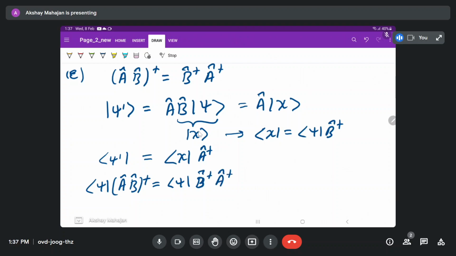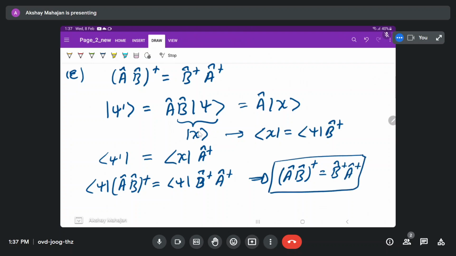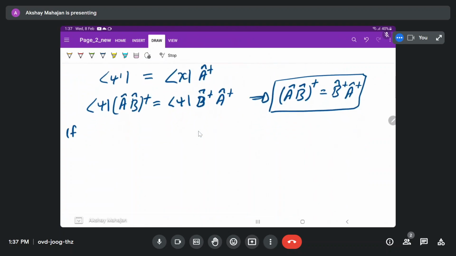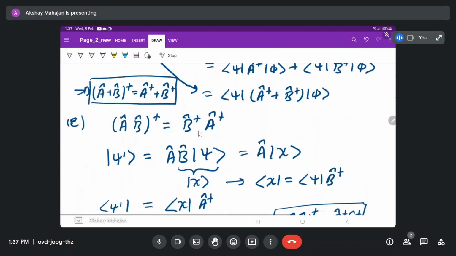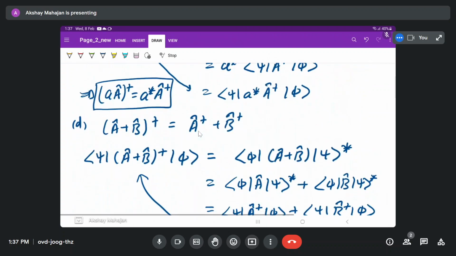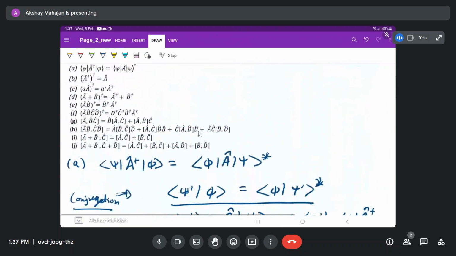So by comparing these two, we can say that (A B)† is equal to B† A†. Alright. Now we go to our sixth identity, F, which is basically a relation for the adjoint of multiple operators.